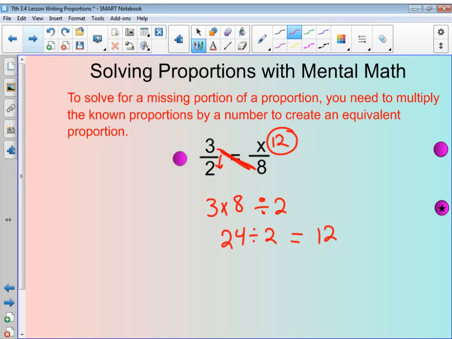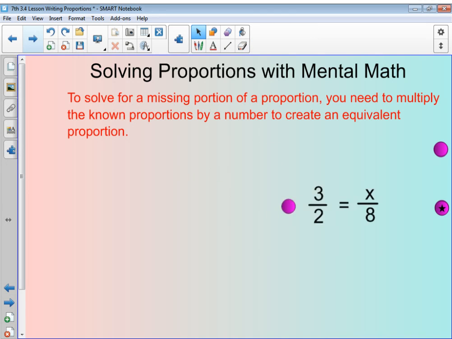And of course, you may use a calculator. I'm not expecting you to do this longhand. On some of these we'll go ahead and write it out, just so that you're visually seeing what I'm doing to get my number. Okay, so let's try another one.